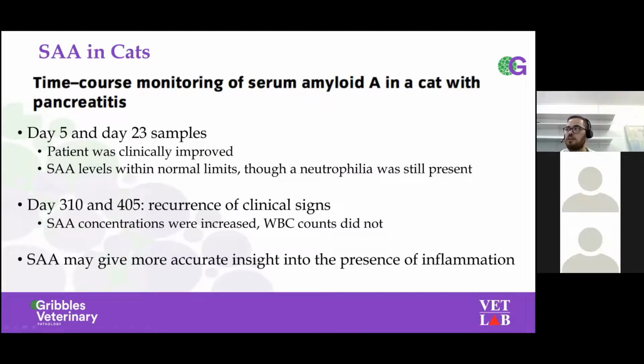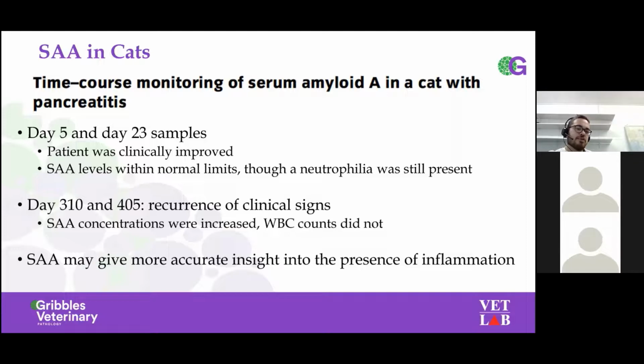So this was a case report that looked at SAA levels with more chronic disease. Now, this is a single cat, so we've got to be a little bit careful in extrapolating too much from a single case. But this was a cat that had histologically diagnosed pancreatitis. On day 5 and day 23 post-diagnosis, the patient was noted to be clinically improved, and at that time, serum amyloid A levels were within normal limits, though there was still a neutrophilia present.